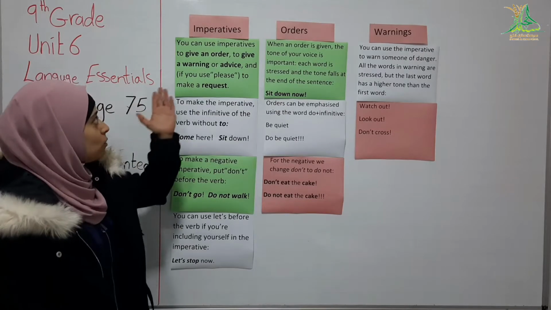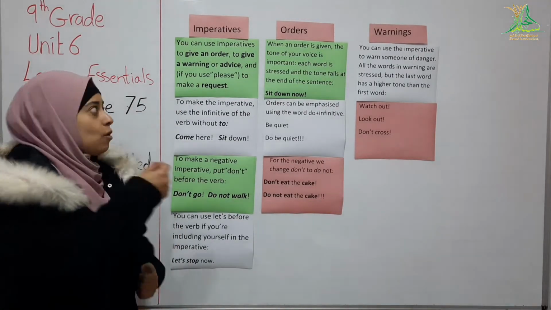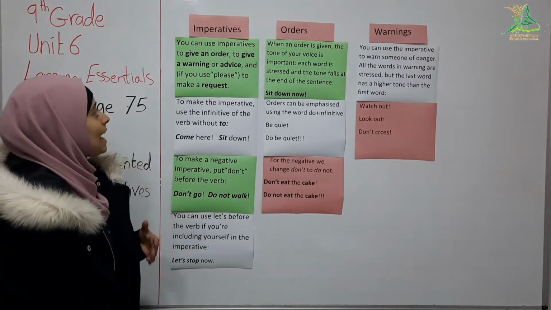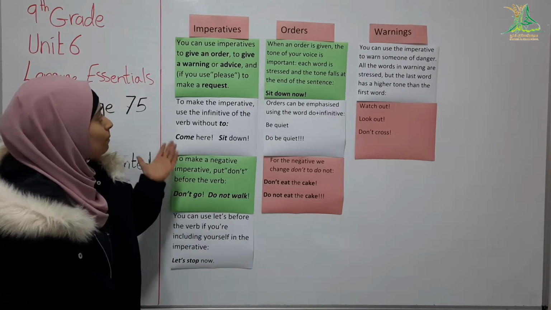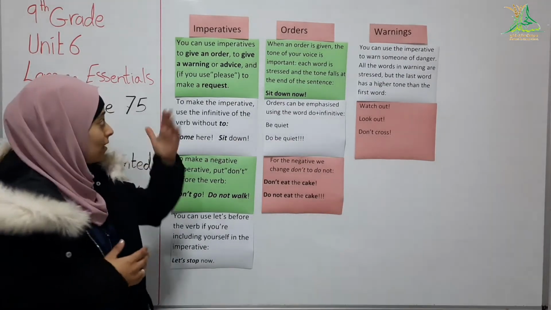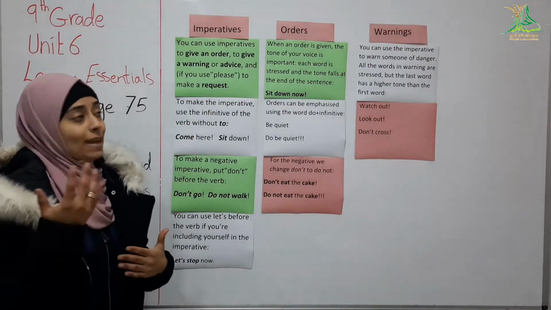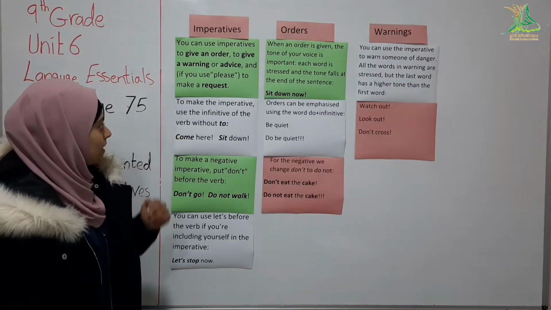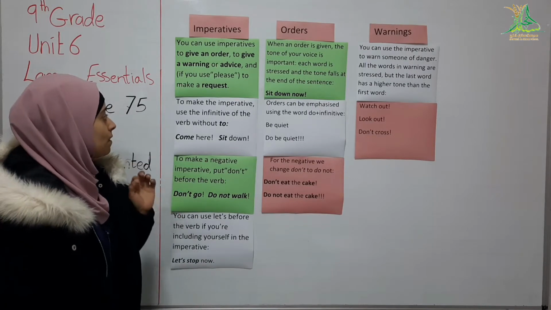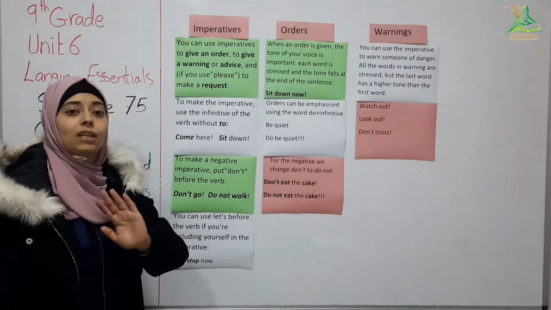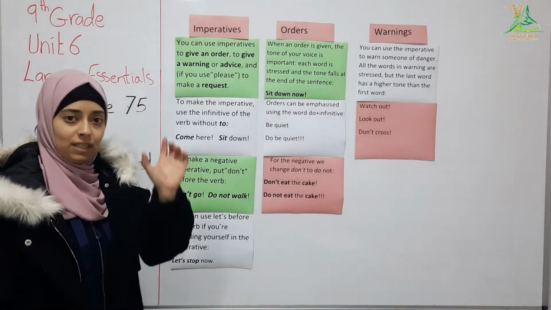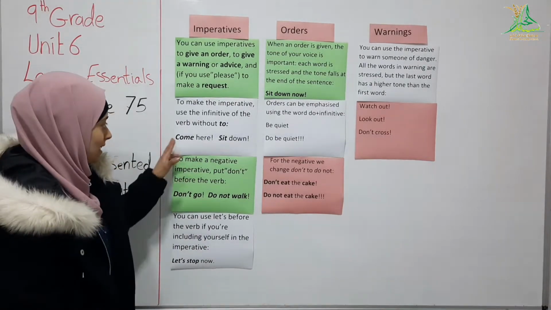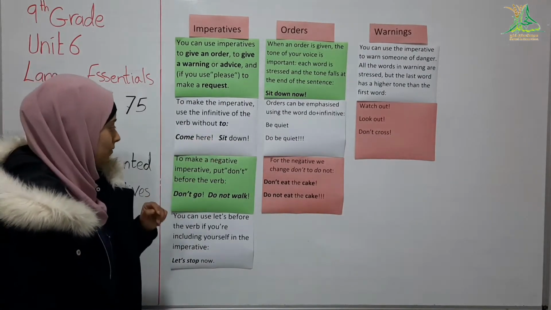Imperatives: you can use imperatives to give an order, or to give a warning or advice. And you can use please in order to make a request, okay? To make the imperative, use the infinitive of the verb without to. Just use the verb itself, the imperative of the verb. Come here, sit down. These are examples of imperatives.